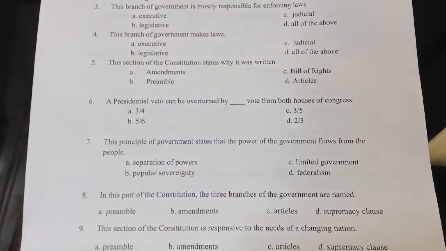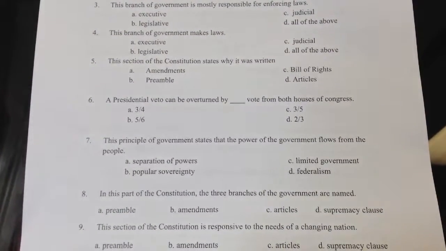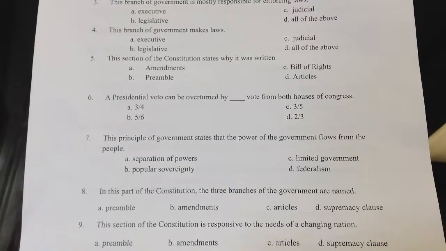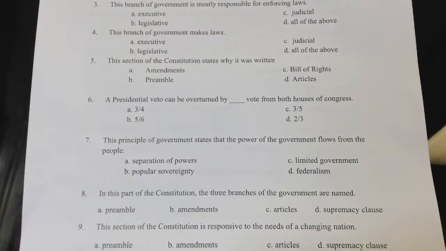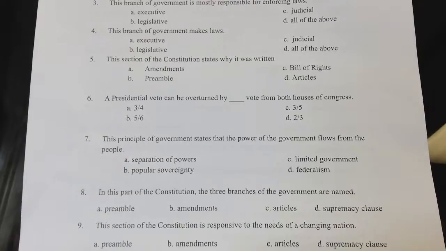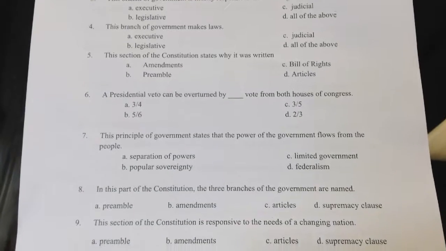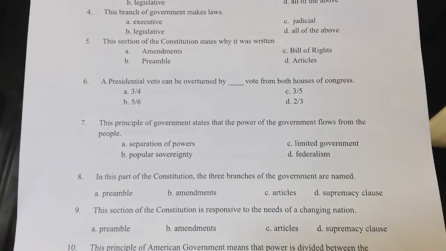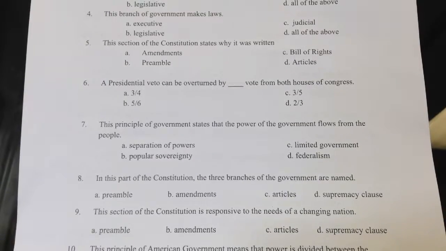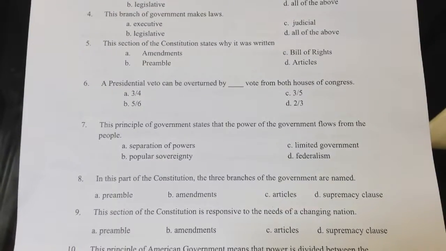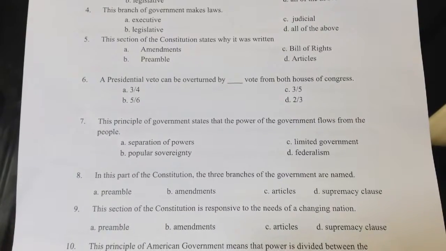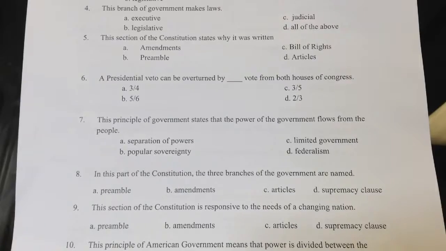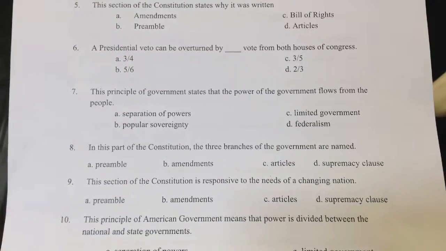Number 7. This principle of government states that the power of the government flows from the people. A. Separation of powers. B. Popular sovereignty. C. Limited government. D. Federalism. Number 8. In this part of the Constitution, the 3 branches of government are named. A. Preamble. B. Amendments. C. Articles. D. Supremacy Clause.